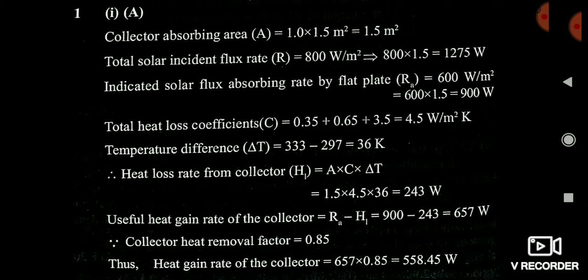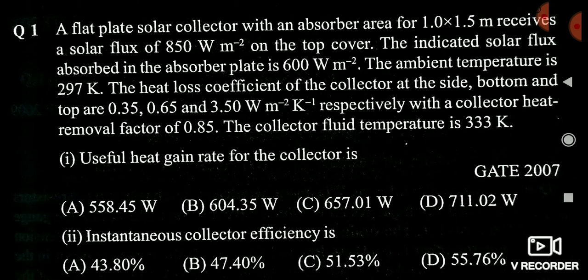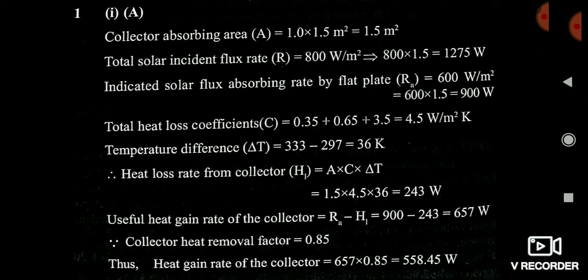Total heat loss means what total amount of loss is present. Here you can see in the question that the collector is losing heat from all the sides with specific heat coefficients 0.35, 0.65 and 0.35. So you add all these coefficients, and you should use the formula A into C into delta T.